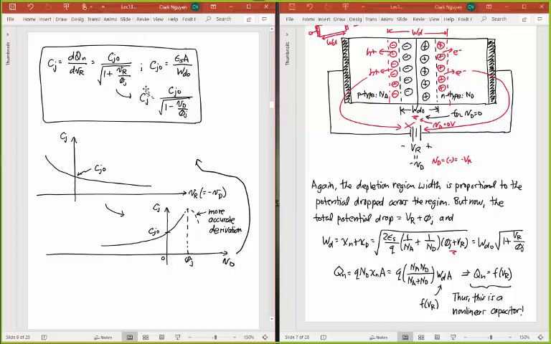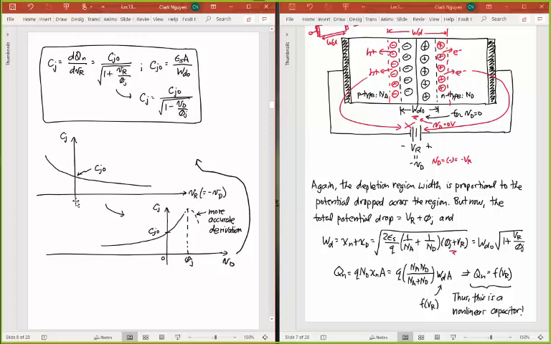So in the end, I can write C sub j as equal to Cj naught, that zero bias capacitance, divided by square root of 1. Now I'm going to substitute minus Vd for V sub r, since V sub r is minus Vd. And so this now becomes the equation for the capacitance across the terminals of a diode, which is a function of the voltage that I put across the diode.